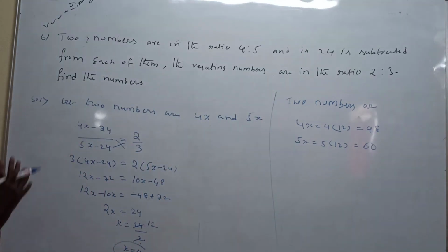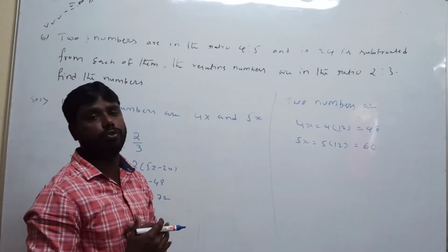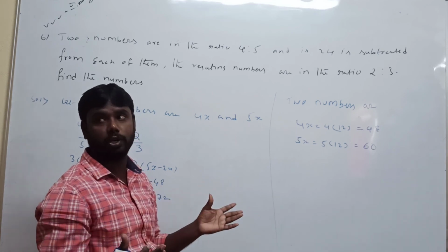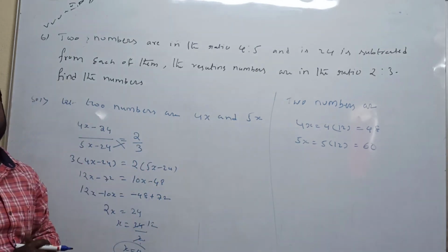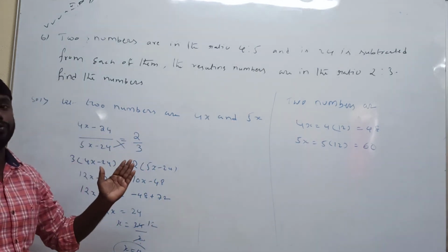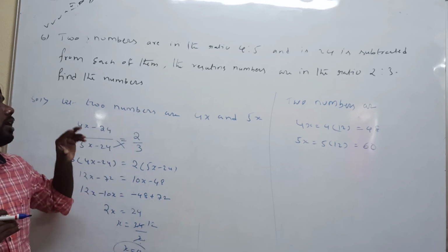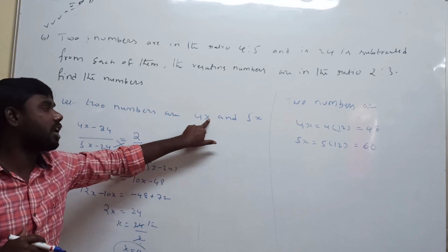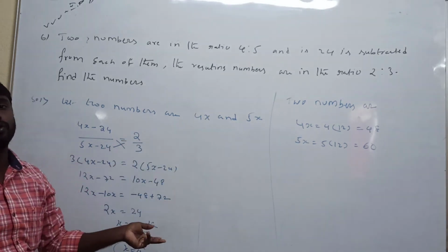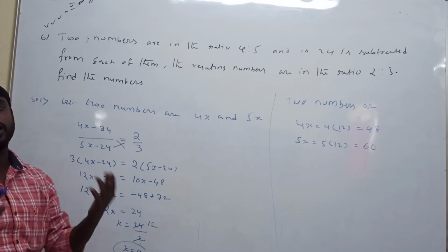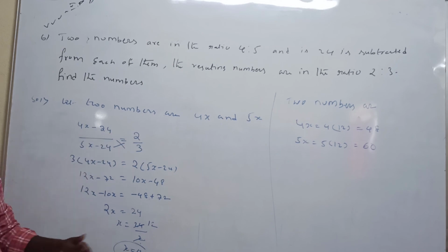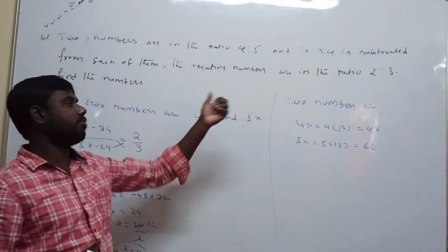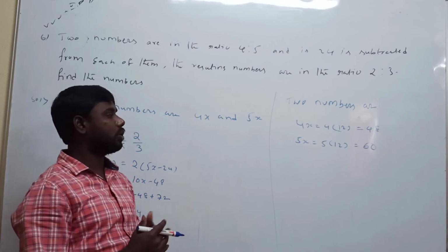Very important, listen carefully. The two numbers are in the ratio 4 is to 5. You don't know which two numbers, that's why we take one as 4x and another as 5x. According to the question, each number is subtracted by 24 and the resulting ratio is 2 by 3. That's why 4x minus 24 divided by 5x minus 24 is equal to the given ratio. So we get the x value, but you are assuming one is 4x and the other is 5x. So 4 into 12 is 48, 5 into 12 is 60.